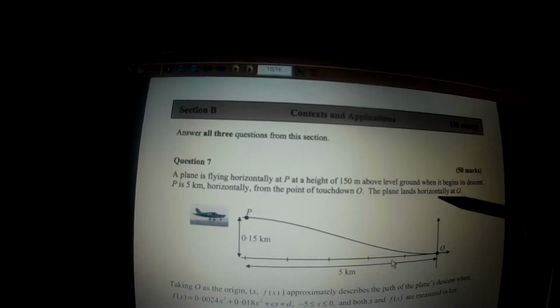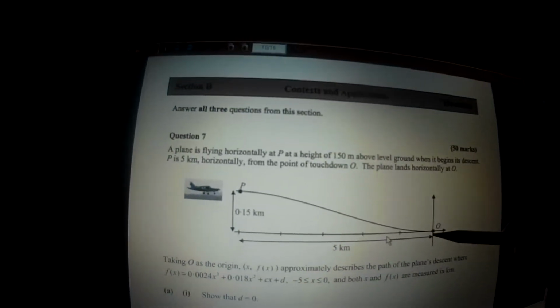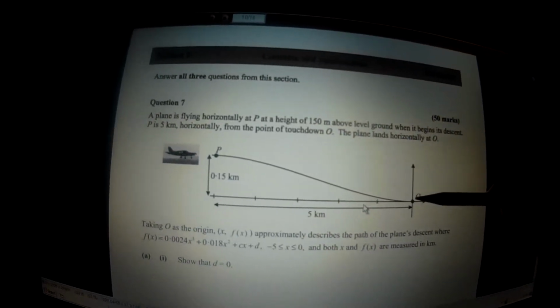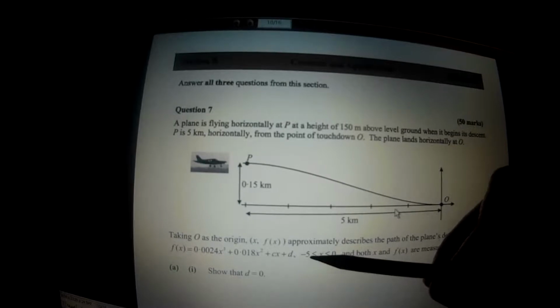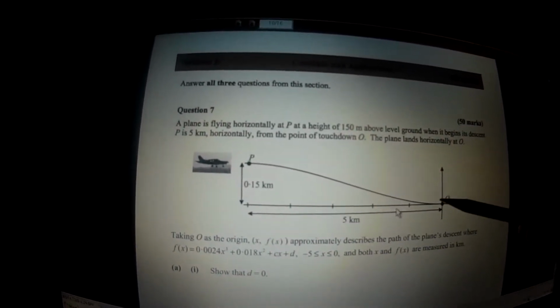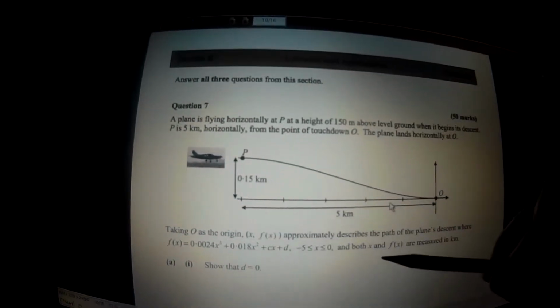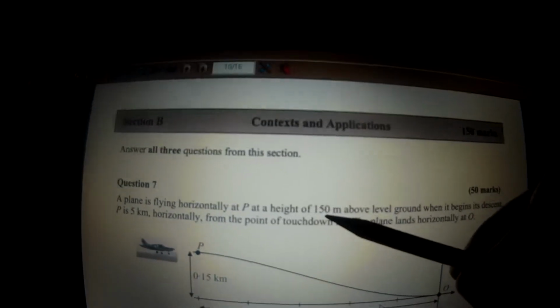The plane lands horizontally at O. Okay, fine. So taking O as the origin, this is where it began here. f of x approximately describes the path of the plane, where f of x is equal to 0.0024 x cubed plus 0.018 x squared plus cx plus d. x ranges from -5, which is here, to 0. So that's the x range, it goes from -5 to 0. Both f and x are measured in kilometers. So they gave you 150 there, you would have had to convert that. They already say it in there, so just be careful there.